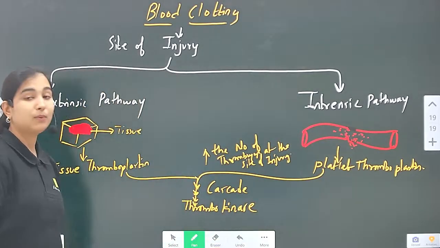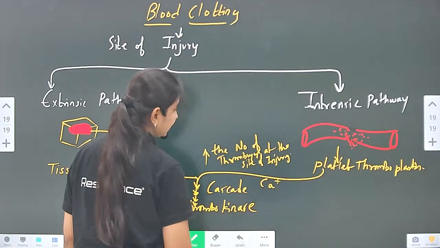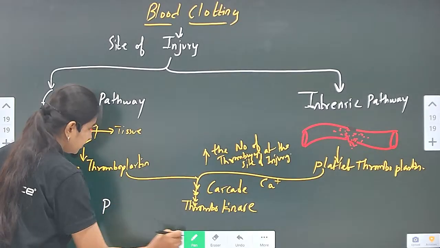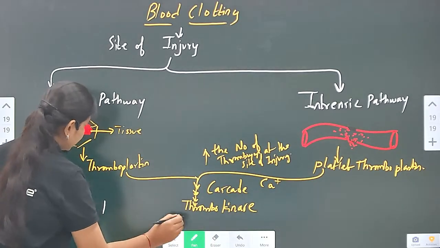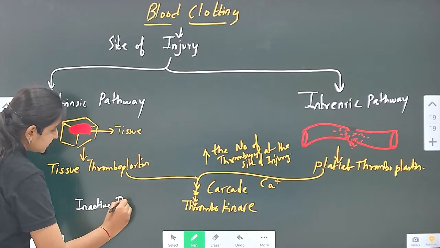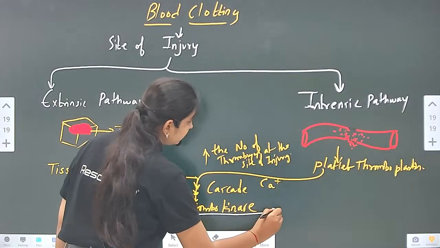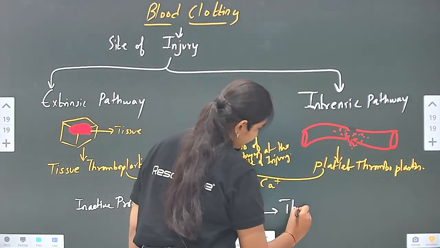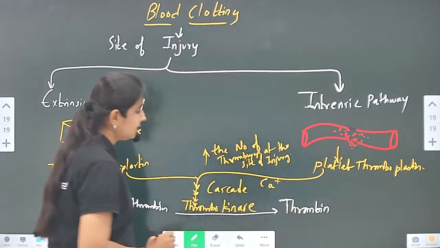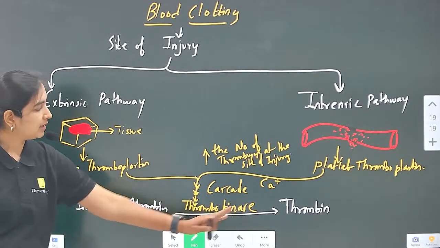Now what will this thrombokinase be doing? This will be happening in the presence of what? The calcium. Right? So we have this inactive prothrombin. This will be converted into what? The thrombin. So the inactive prothrombin in the presence of the thrombokinase will be converting into what? The thrombin.